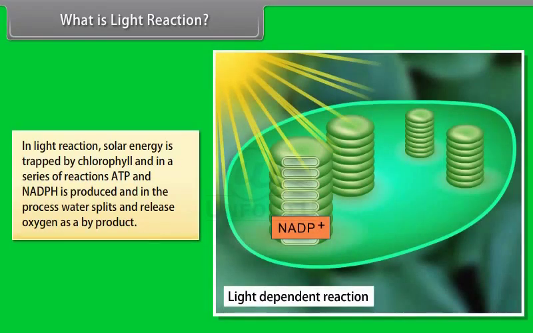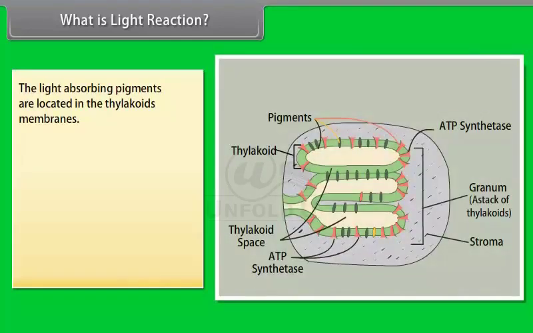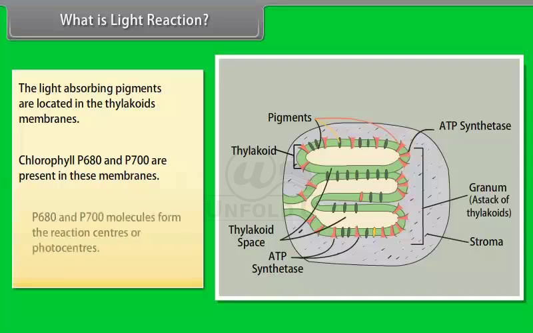In the light reaction, solar energy is trapped by chlorophyll, and in a series of reactions, ATP and NADPH are produced. In the process, water splits and releases oxygen as a byproduct. The light-absorbing pigments are located in the thylakoid membranes. Chlorophyll P680 and P700 are present in these membranes.